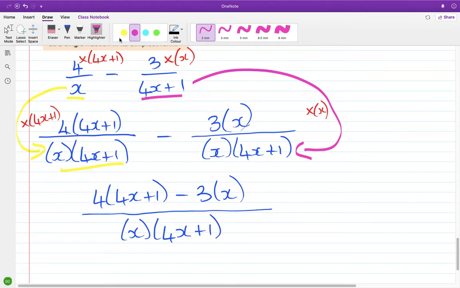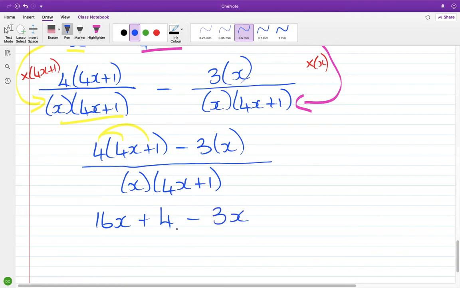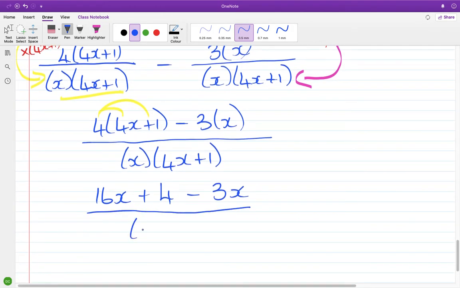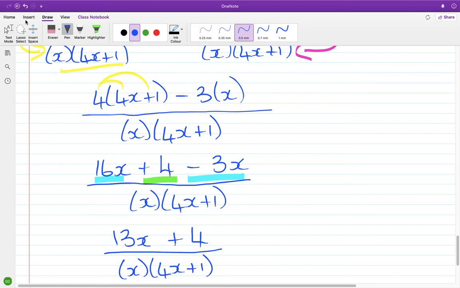Okay, and then you distribute. So the 4 goes across here. There's not really much distributing in the second one. There's only one multiplication. So 4 by 4 is 16x, and then 4 by the 1 is plus 4, and then this is minus 3x, and that's over x times 4x plus 1. And then we have 2 from the x family, and this is just all by itself. So 16 minus 3 is 13x plus 4 over, and again you don't multiply out the bottom line, you just leave it as is, 4x plus 1.